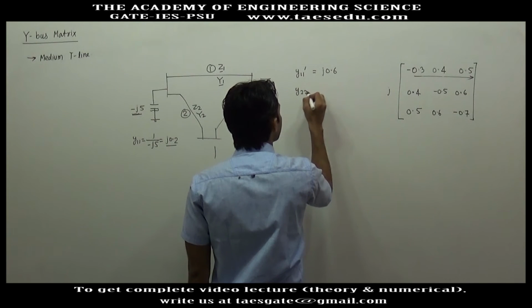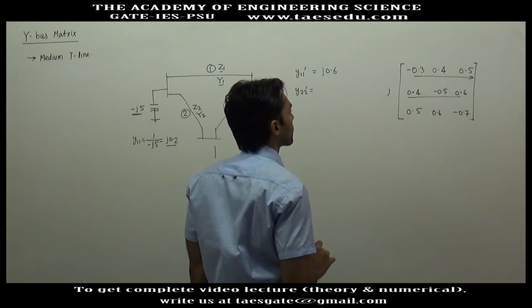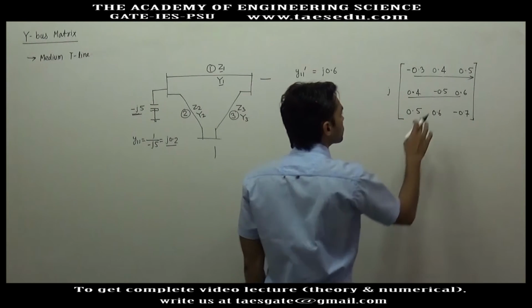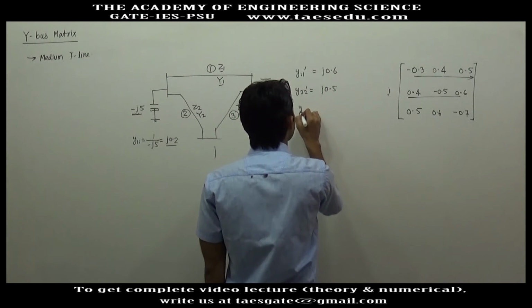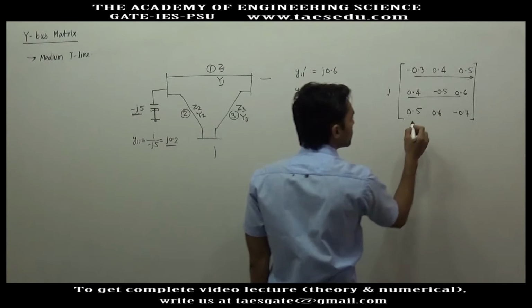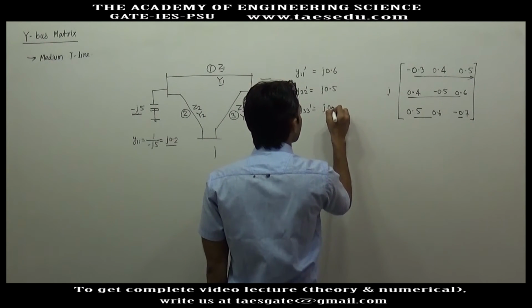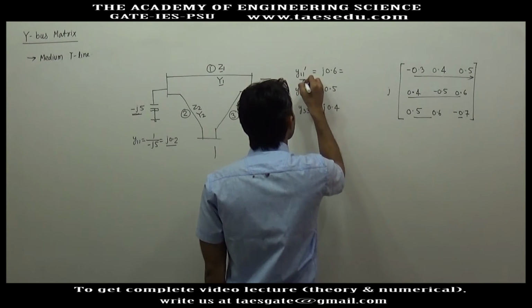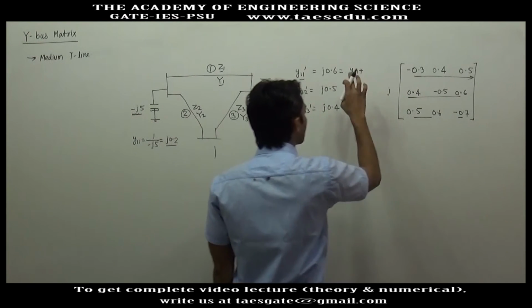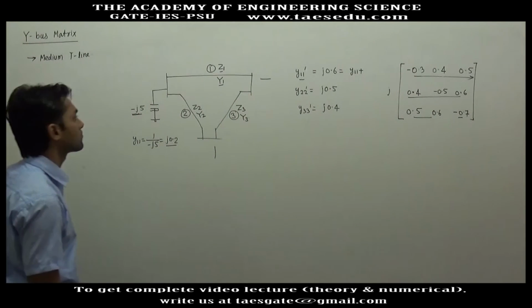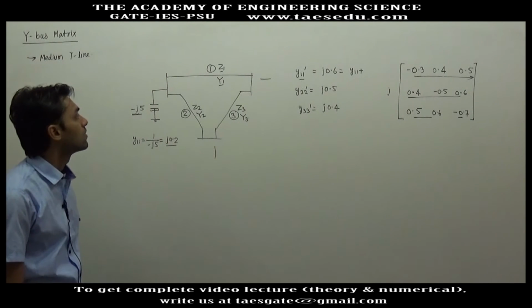Similarly, what will be Y22 dash? Addition of these quantities will give you J0.5. Similarly, Y33 dash will be J0.4. And what is Y11 dash? The admittance of the original shunt element plus the shunt admittance due to transmission line.